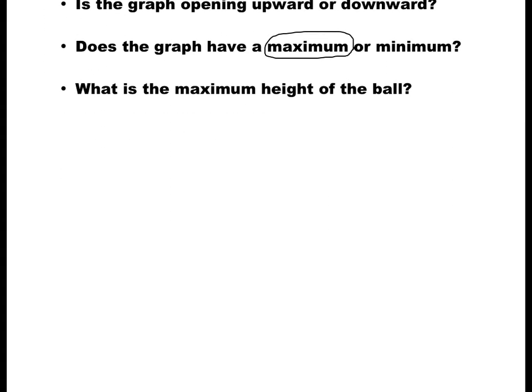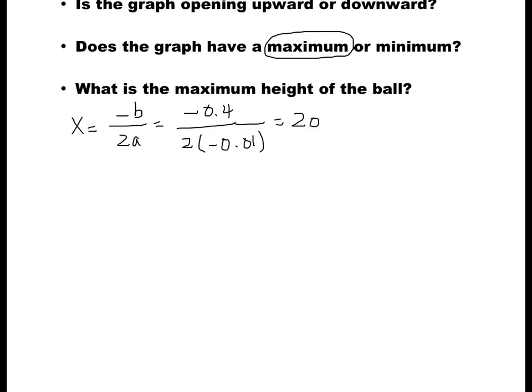Now, we know that the x-coordinate of the vertex, x, is negative b over 2a. Negative b is negative 0.4 divided by 2a. The leading coefficient was 0.01. If you simplify this one, you get 20. Since x represents a horizontal distance, this is 20 meters.